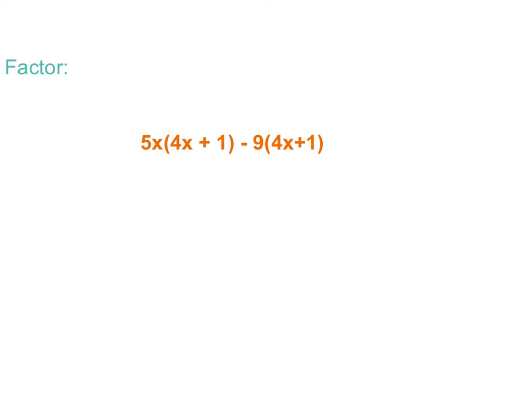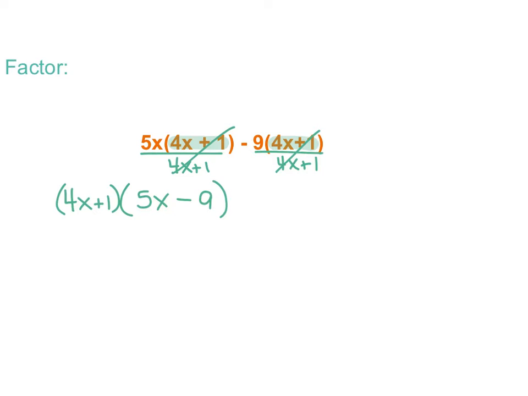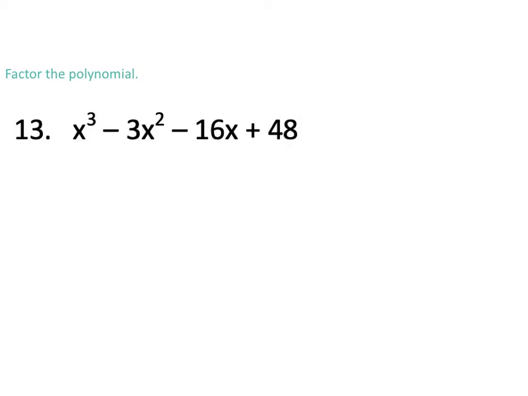So again, take a look at this. What is common? This time it is a binomial factor common to both, a 4x plus 1 in both places. So what I do is I bring that 4x plus 1 out to the front, and I divide each term by 4x plus 1. When I do that, what remains is a 5x in the first term and minus 9 in the second term. So I get these two binomials. So let's do the first example on your note guide in this format.